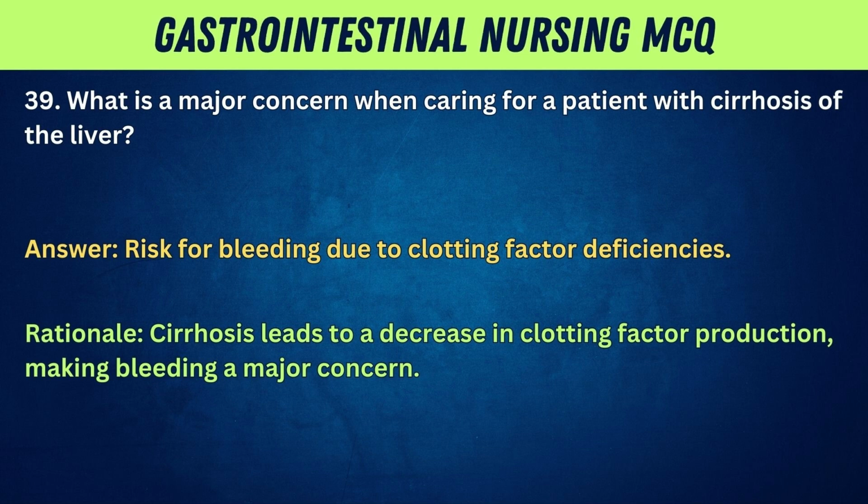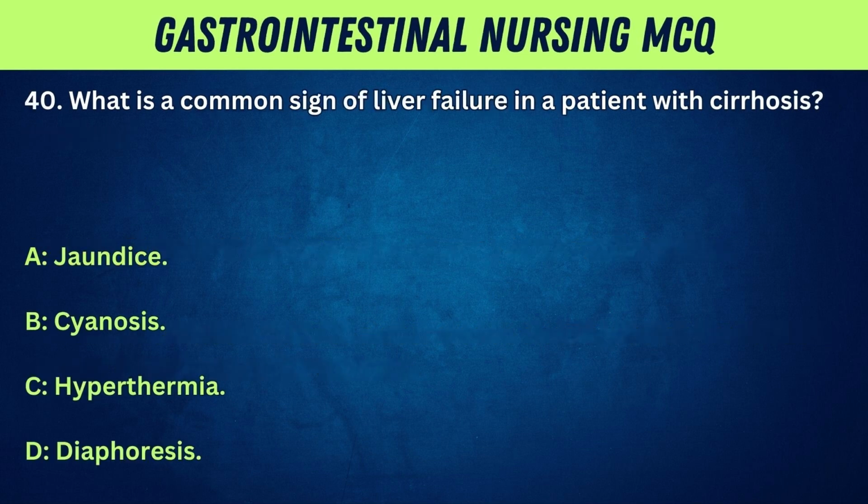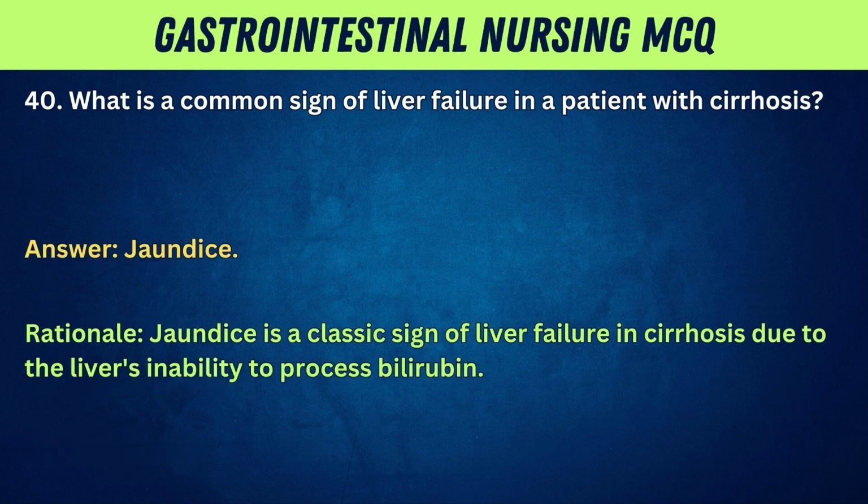Rationale: cirrhosis leads to a decrease in clotting factor production, making bleeding a major concern. 40. What is a common sign of liver failure in a patient with cirrhosis? A. Jaundice. B. Cyanosis. C. Hyperthermia. D. Diaphoresis. Answer: jaundice. Rationale: jaundice is a classic sign of liver failure in cirrhosis due to the liver's inability to process bilirubin.